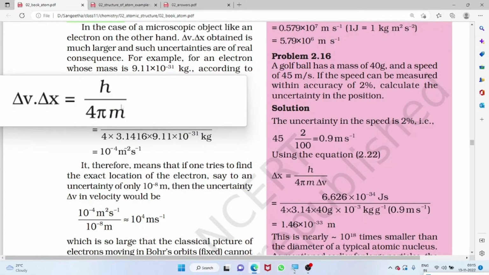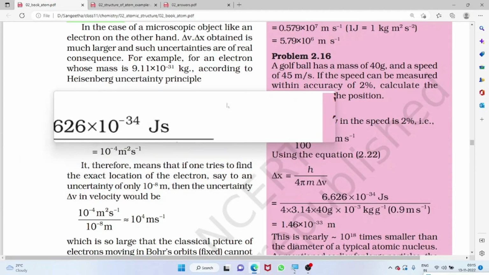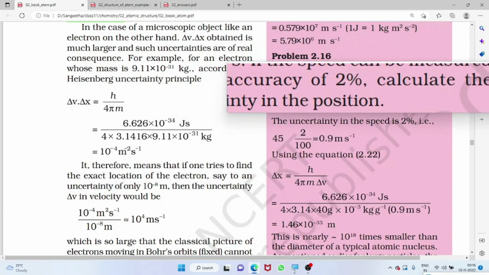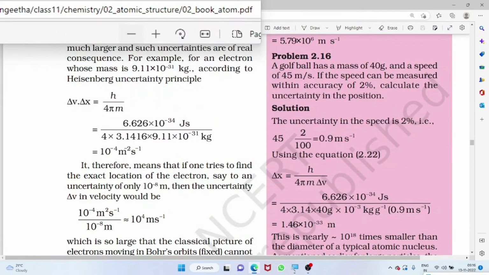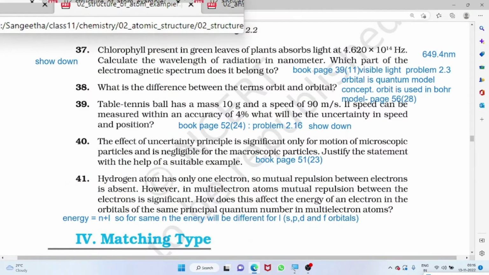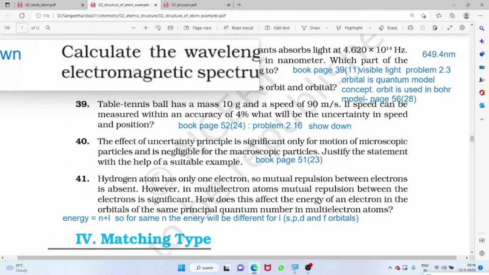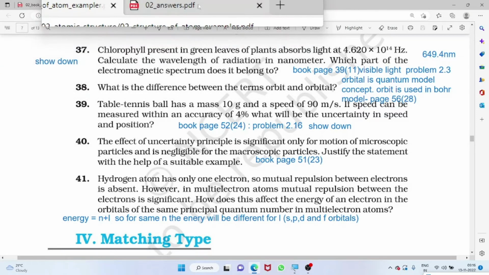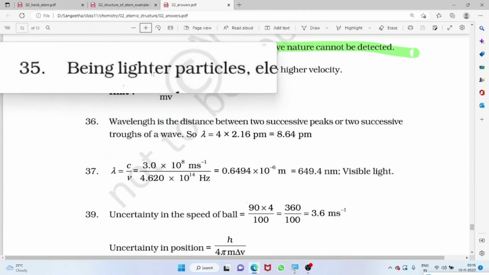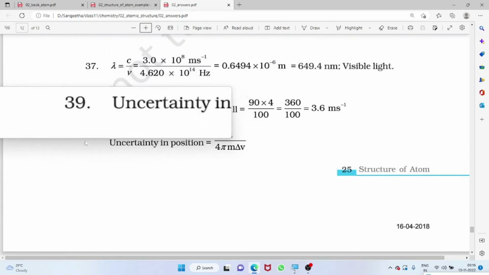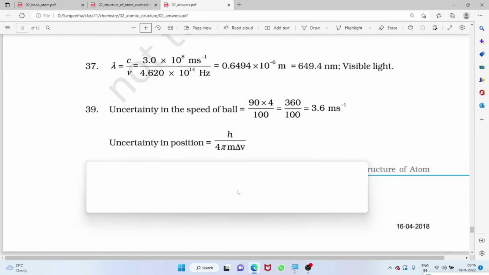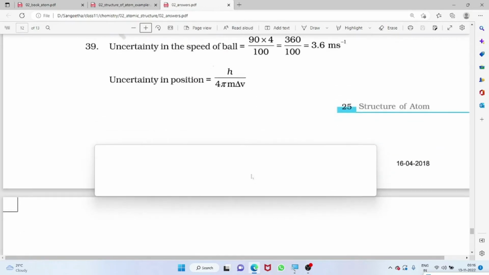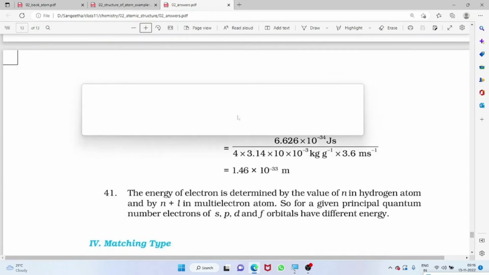See, here they are given how to compute this uncertainty. So you can use the same way to compute the uncertainty. Using the same formula, they are computing the uncertainty of the speed of the fall, like this, uncertainty in position. So you can do the same way. Okay.